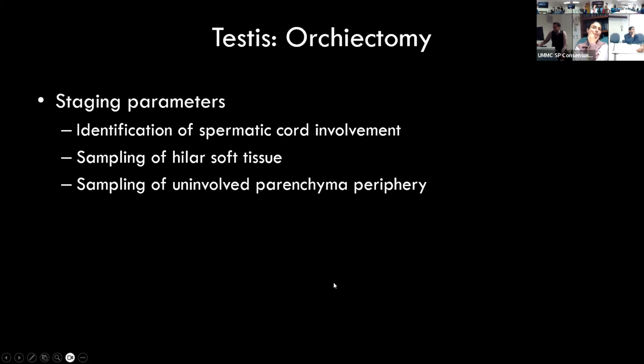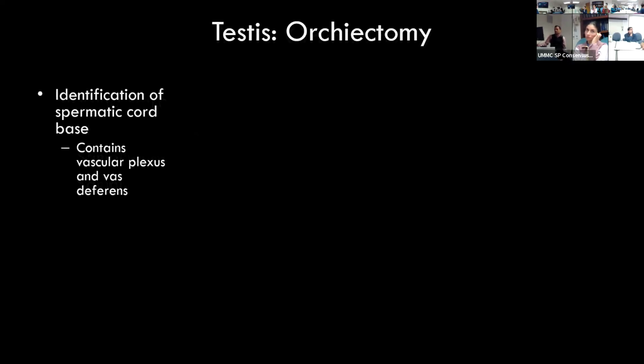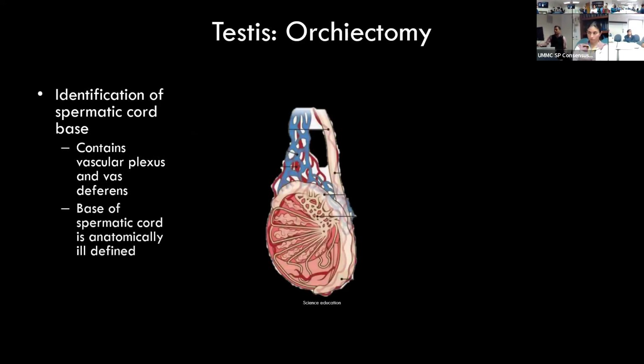Okay, so how do we sample so that an orchiectomy specimen can be staged appropriately? So the first thing to do is to properly identify what the spermatic cord is, especially the base of the spermatic cord. Because if a tumor involves the spermatic cord, it's going to be upstaged to pT3. Okay, so here is a graphic representation of the testis with the cord structure. So basically, the cord structures contain these pampiniform plexus of veins, some connective tissue around that, and the vascular structures. Okay, but the whole thing is like, where does the spermatic cord actually start?